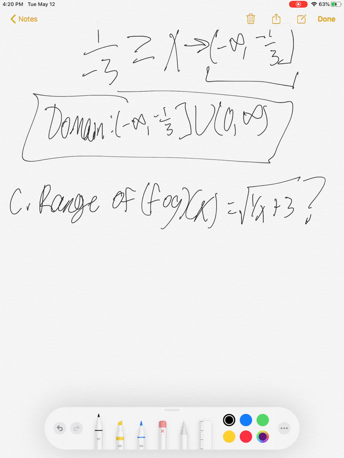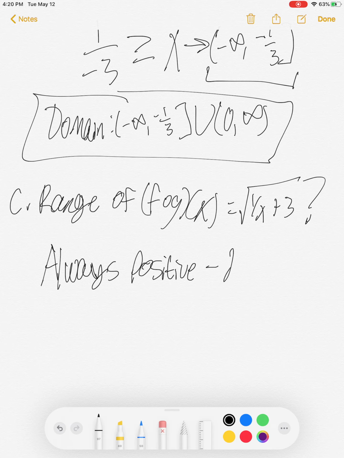Well, we can see pretty much right away that we can get anything positive. Everything here is always going to be positive, right? So we're going to get all the positives. But how about 0? The reason that we're always going to get the positives is because we don't have a negative out front here.